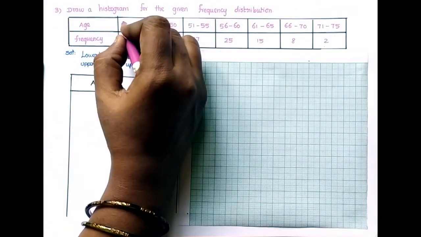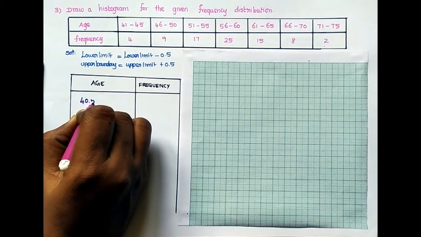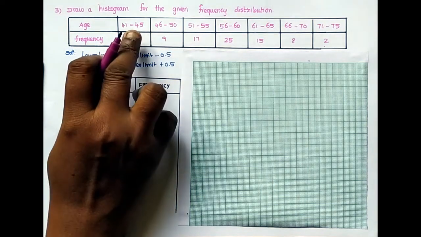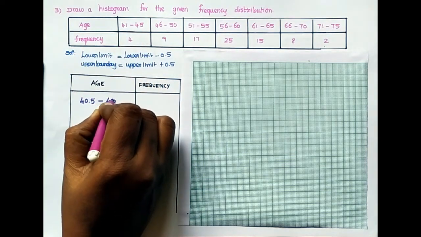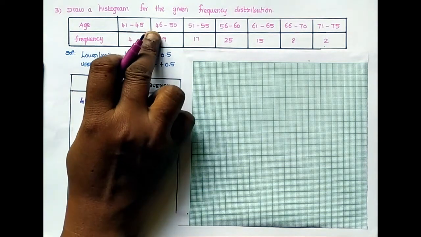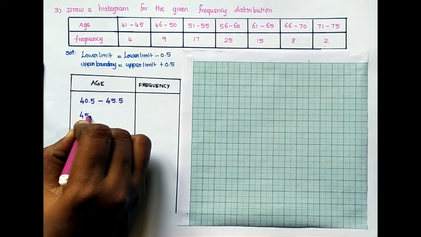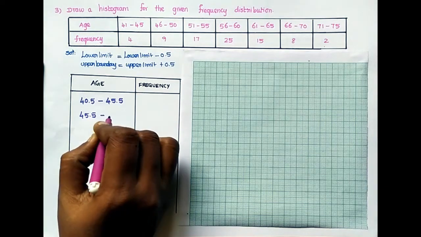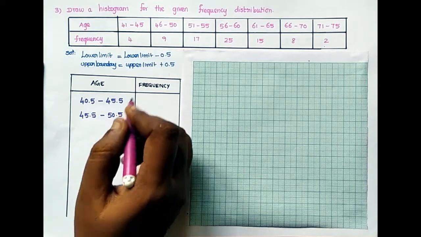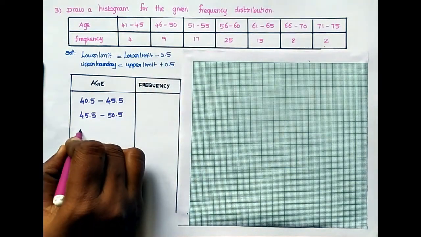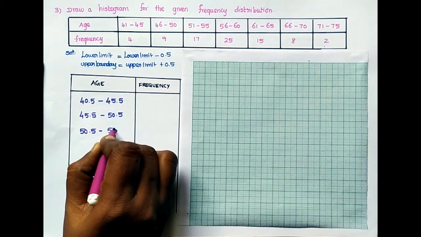So 41 minus 0.5 means 40.5 to here plus 0.5 means 45.5. Again 46 minus 0.5 means 45.5 to 50.5. Like that it will come. So 50.5 to 55.5.